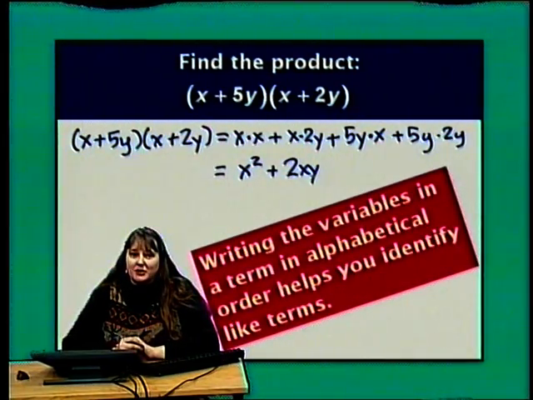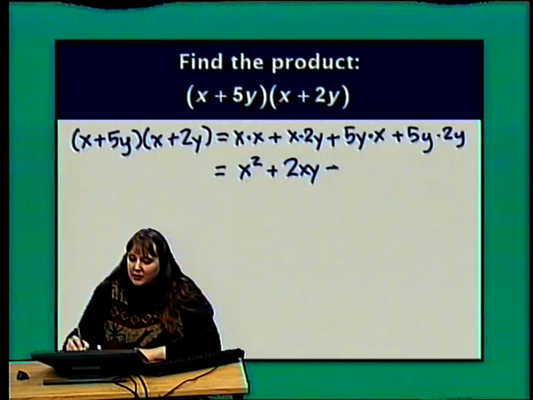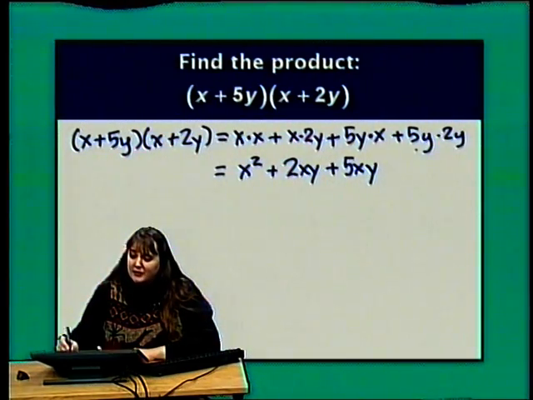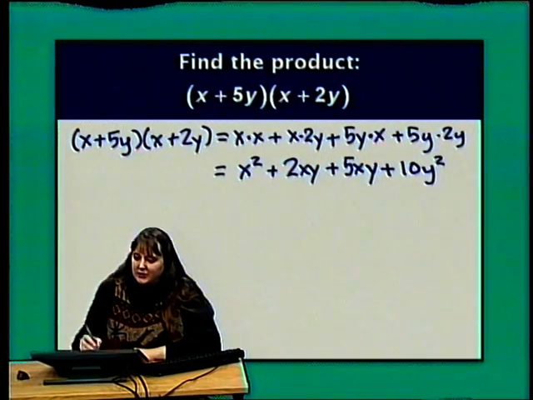Writing the variables in a term in alphabetical order helps you to identify like terms. So 5yx, I'm going to write as 5xy with my variables in alphabetical order. For my last terms, their product is 5y times 2y, so a coefficient of 10, 5 times 2, y times y is y squared. Now we can see that our outer and inner term products are like terms. 2xy and 5xy are like terms.